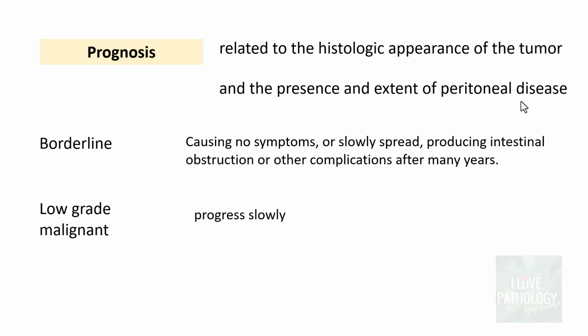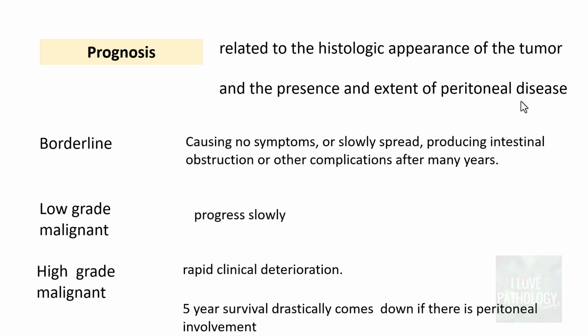Low grade malignant tumors, as I told you earlier, progress very slowly, whereas high grade malignant serous carcinomas are the ones which have very rapid clinical deterioration. The 5 year survival drastically comes down if at all there is a peritoneal involvement. These are the kind of patients who present with malignant ascites. They present with progressive loss of weight and cachectic symptoms. Okay, so high grade malignant tumors, if there is involvement of the peritoneal surface, show rapid clinical deterioration.